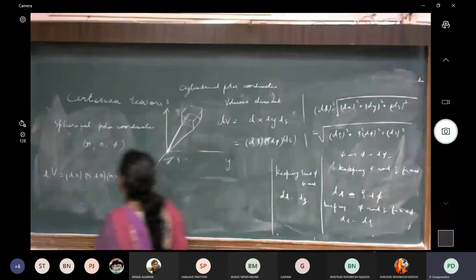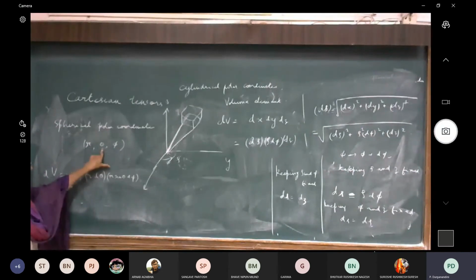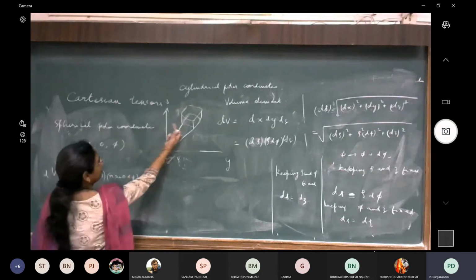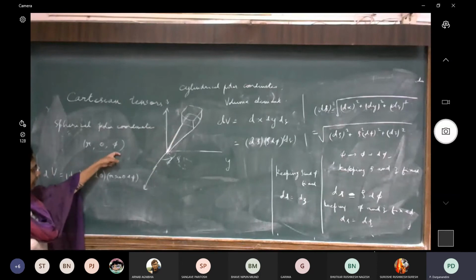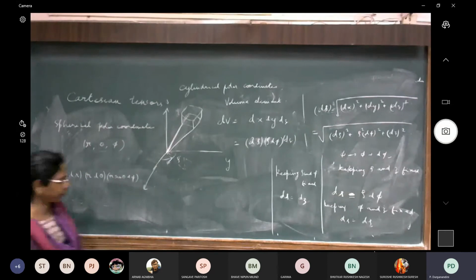Again, here you will find that if I keep theta and phi fixed, then the displacement is dr. If I keep r and phi fixed, and you ask what is the displacement along the theta direction, then you will find that it's r d theta. That you can understand because theta is this angle, so I just get r d theta. And if I keep r and theta fixed, change phi, then I'm going to get r sine theta d phi. This is exactly like the last one because this will be lying in the xy plane.